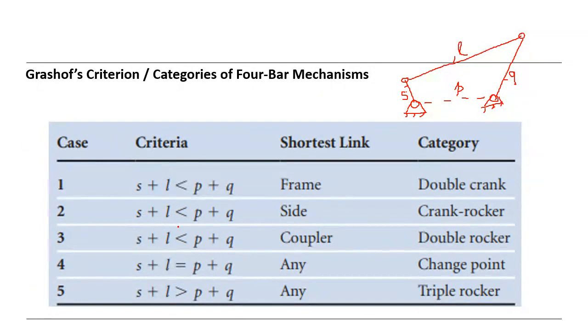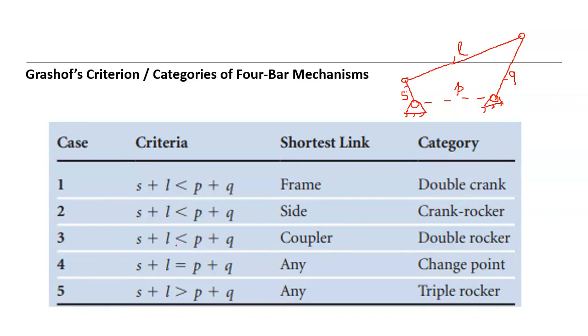If the smallest plus longest is less than P plus Q, and the shortest link must be the frame or the side, then we can achieve a crank-rocker mechanism.